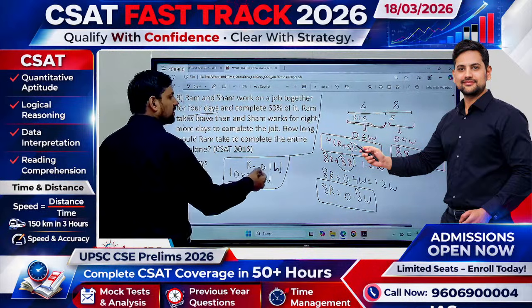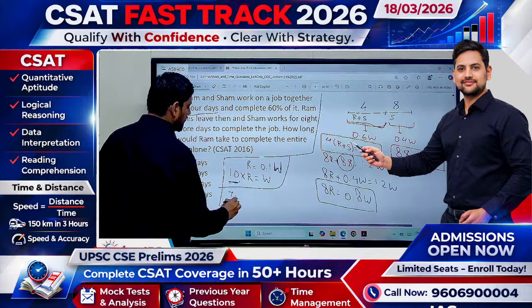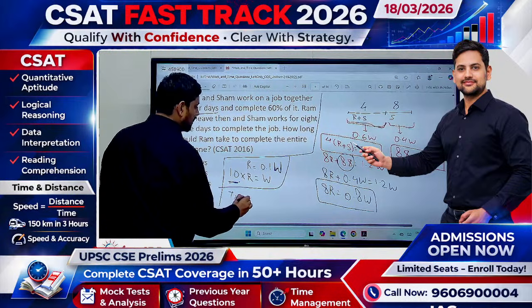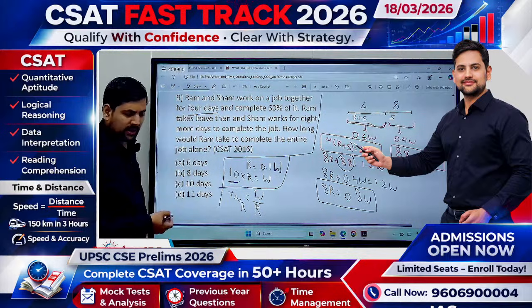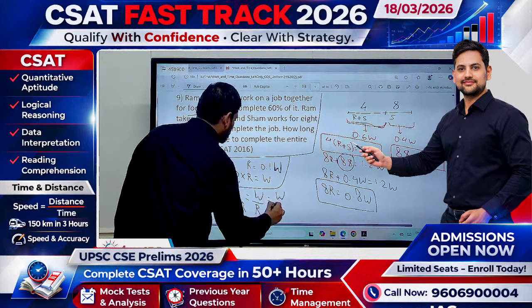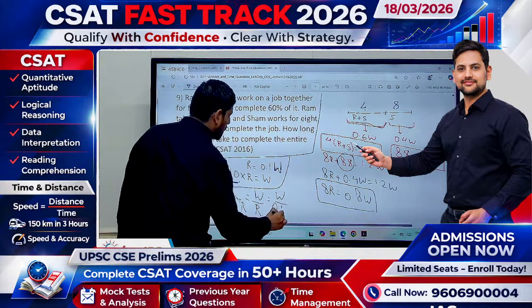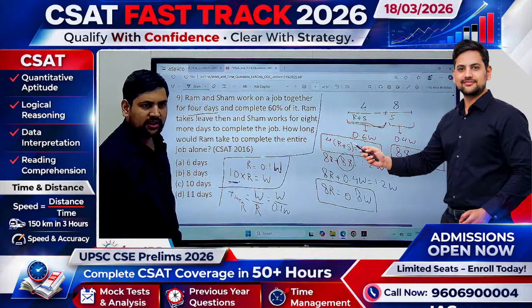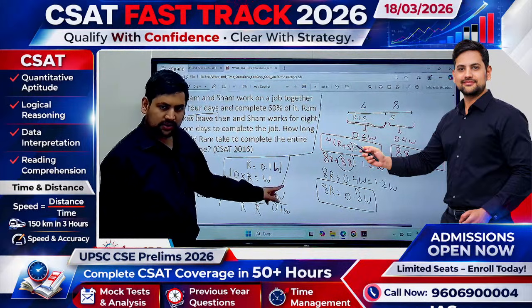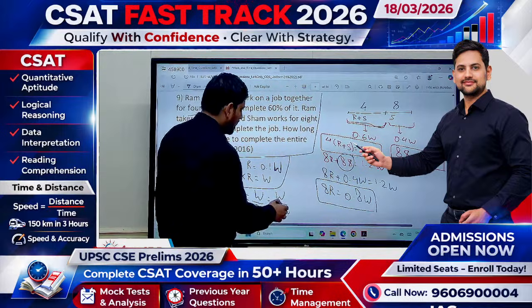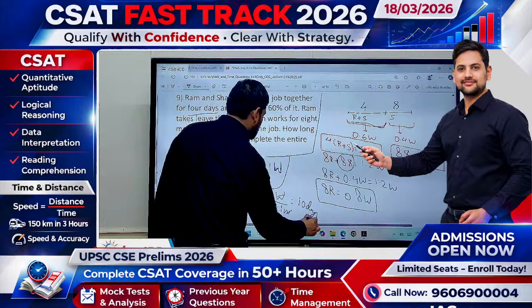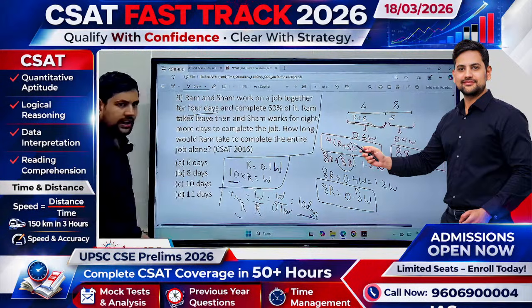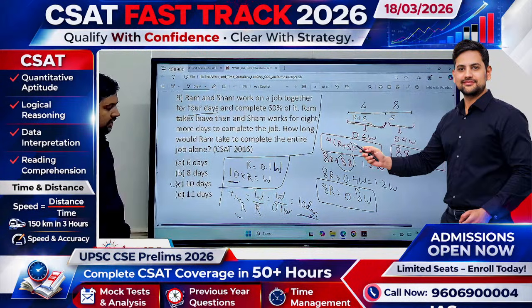This is one way of seeing it, or if you're not seeing it, just do it directly. So R is equal to 0.1 W. Now, time taken by R will be equal to work by efficiency of R. So work is W. Efficiency of R came out to be 0.1 W. Then again, you can multiply numerator and denominator by 10, and W is cancelled out. What you get? 10. So 10 days is the time taken by R to complete the work. Both ways you can see it.